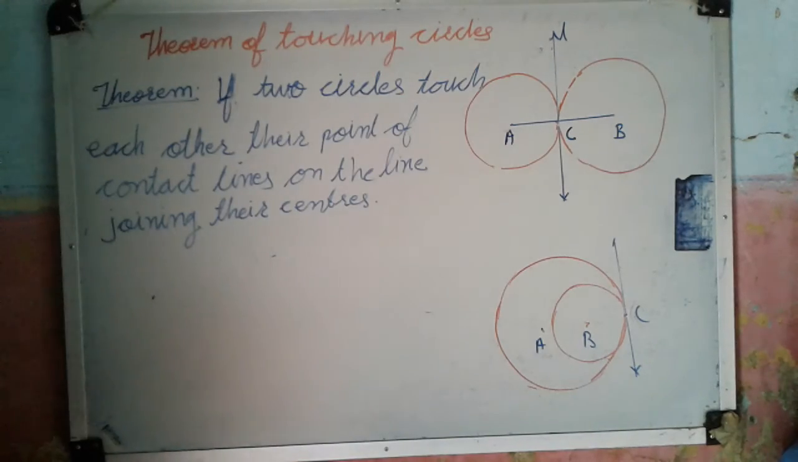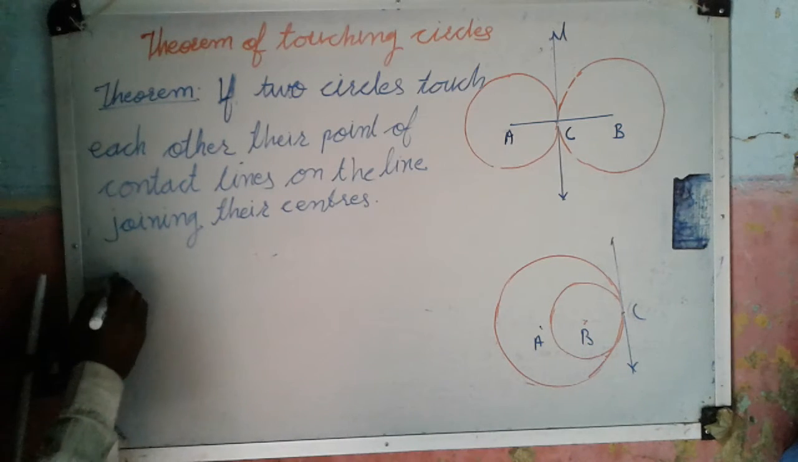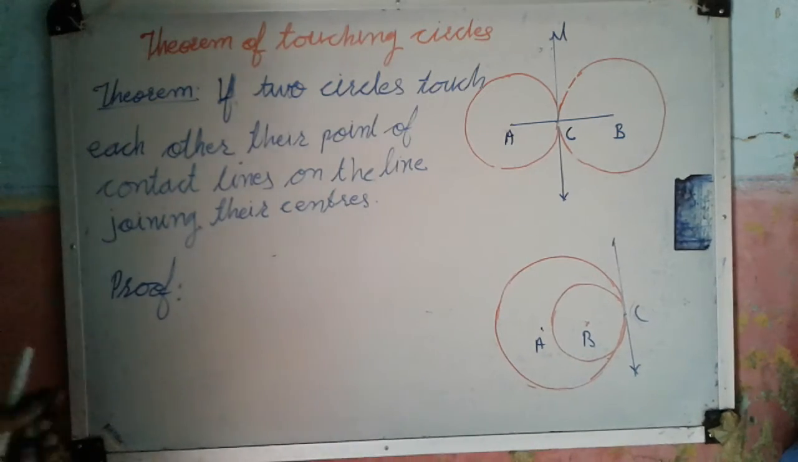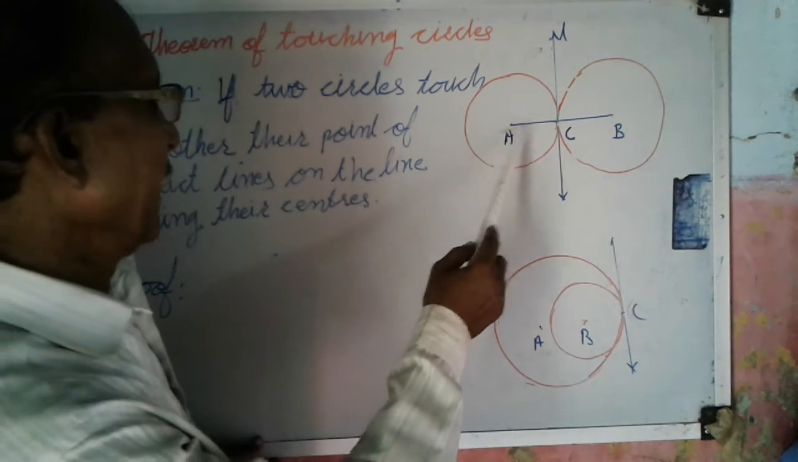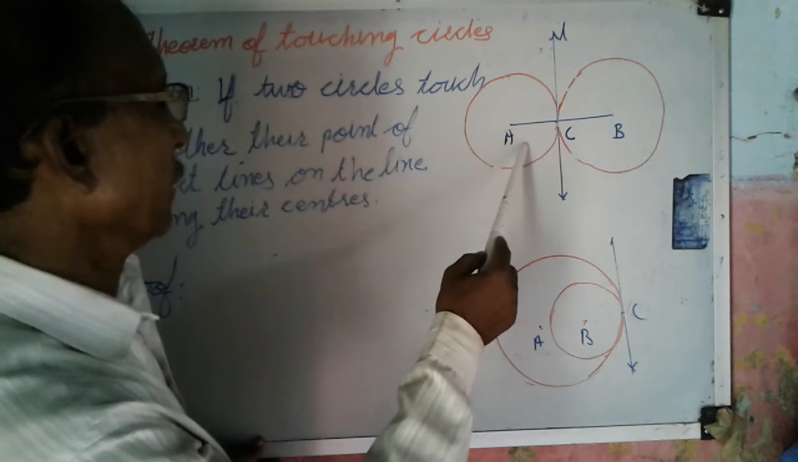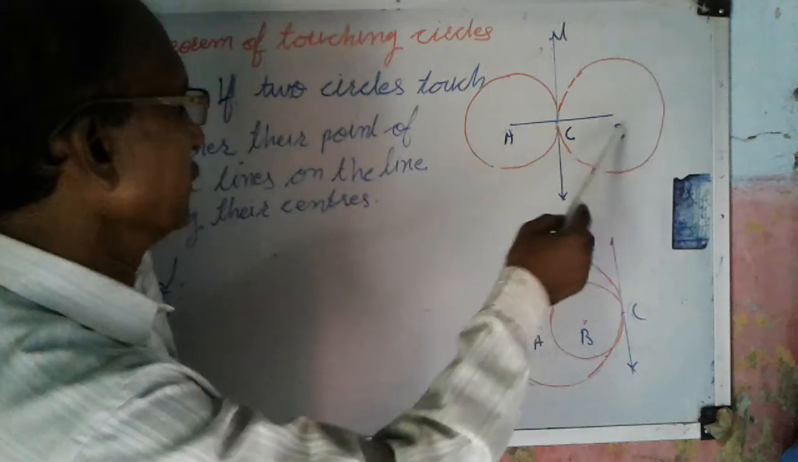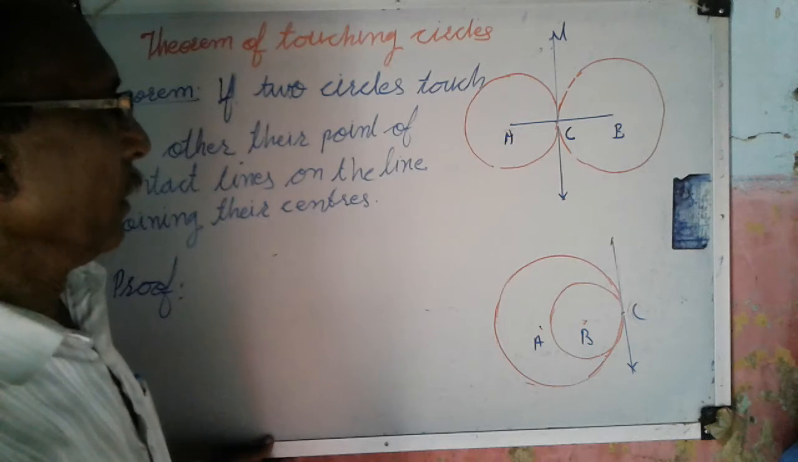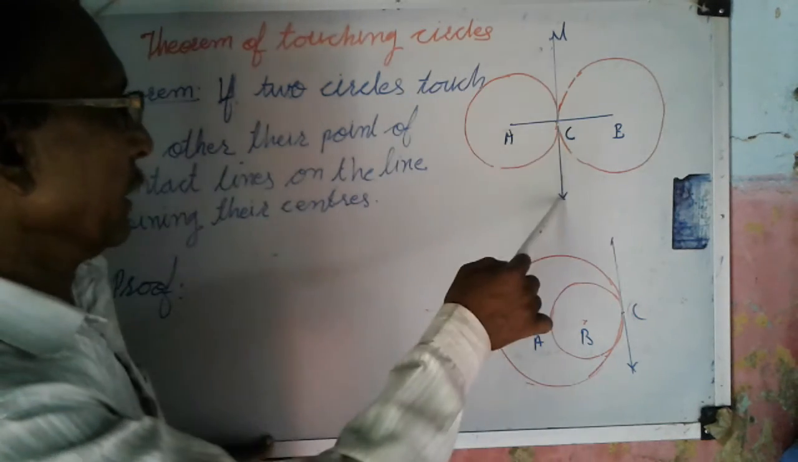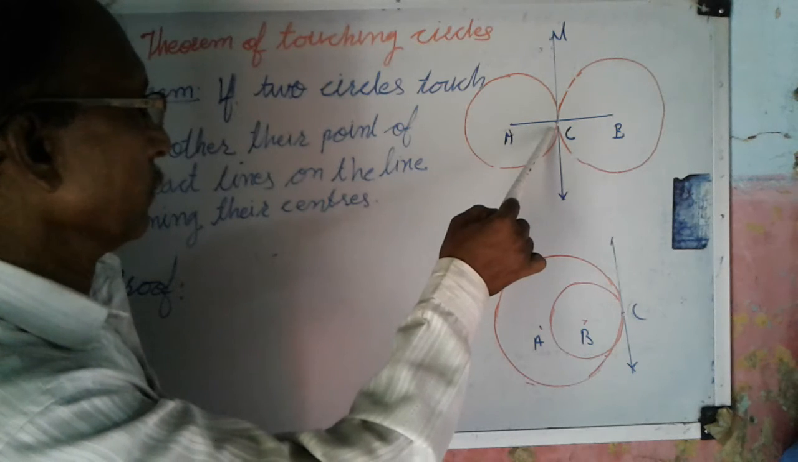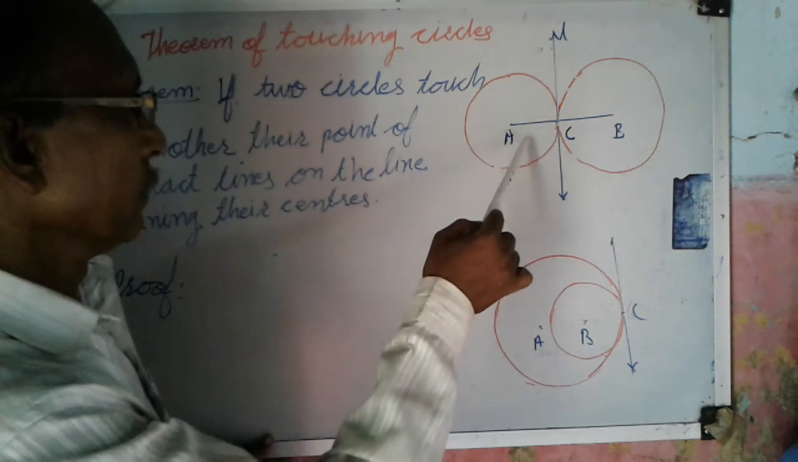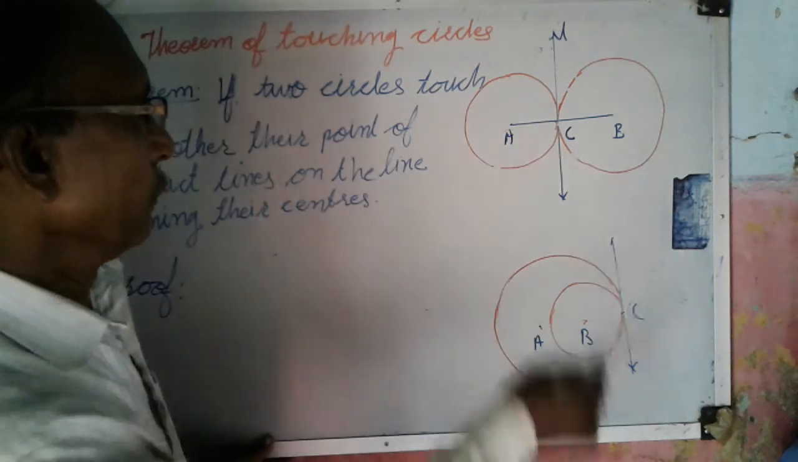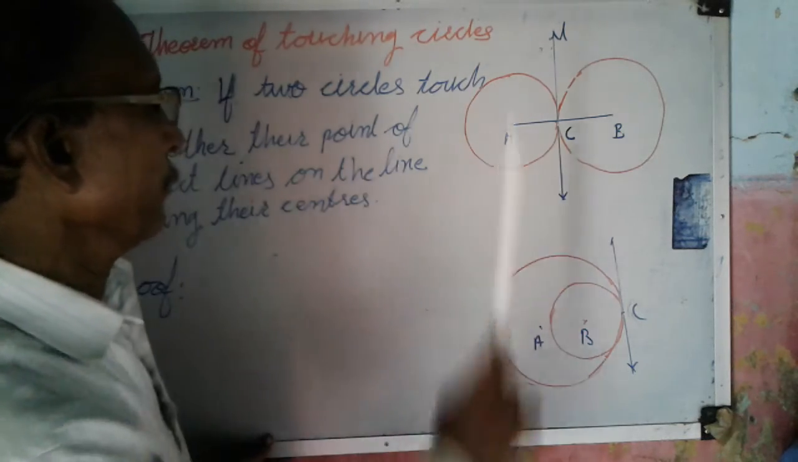Now see here. AC is the radius of the first circle. BC is the radius of the second circle. And line L is the common tangent. According to the theorem, the tangent is perpendicular to the radius. That means line L is perpendicular to AC. Also, line L is perpendicular to BC.